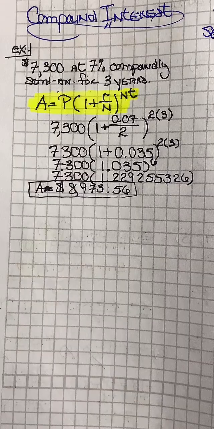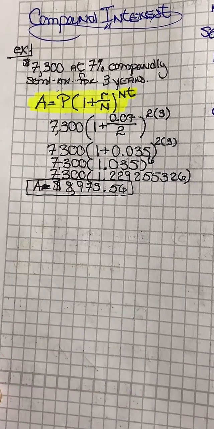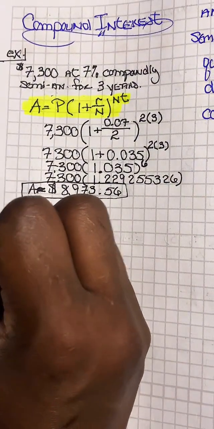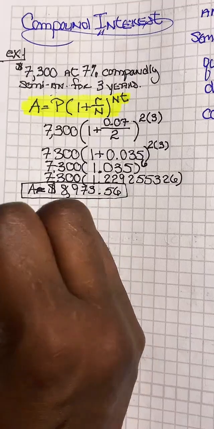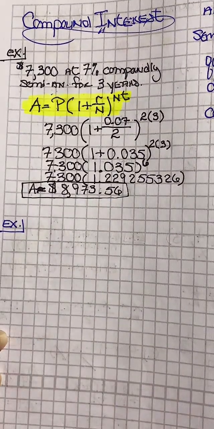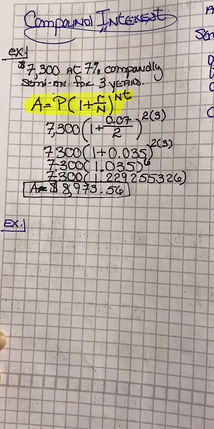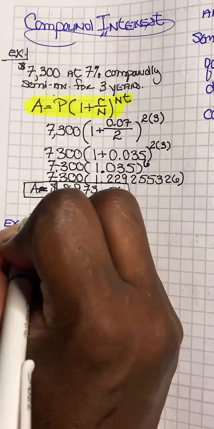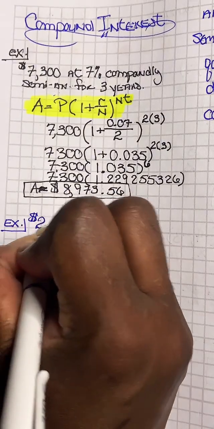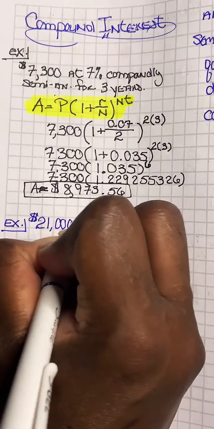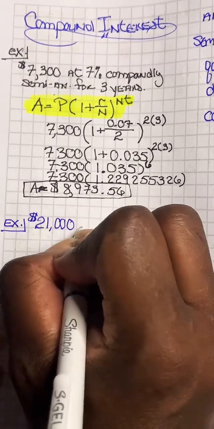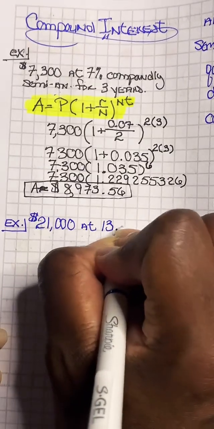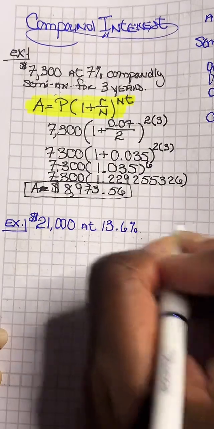All right, so let's try another one. You guys can keep tapping. Let's do this one. $21,000 at 13.6%.